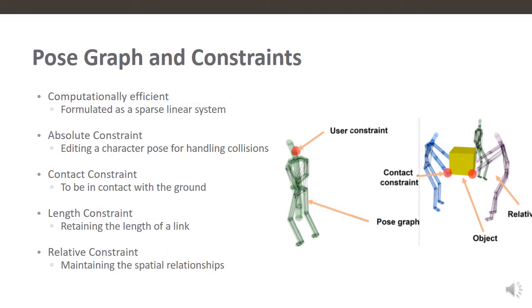The positional representation of a character is computationally efficient because the deformation of a 3D character can be formulated as a sparse linear system, whereas angular representation requires dense Jacobian matrices. So we define a deformable graph from the joint positions for each character at each frame.